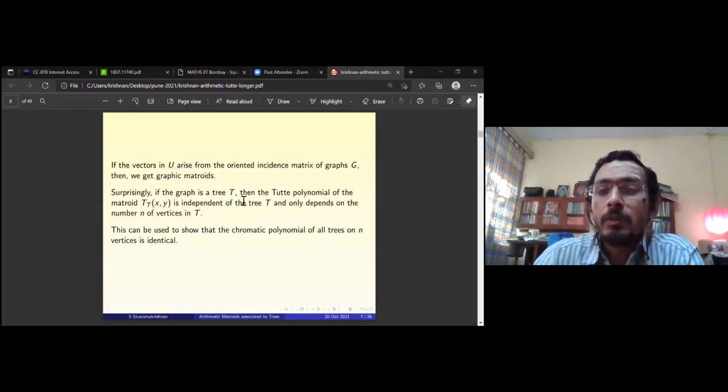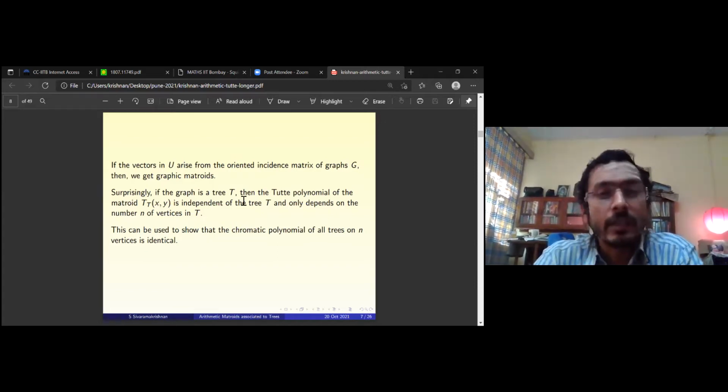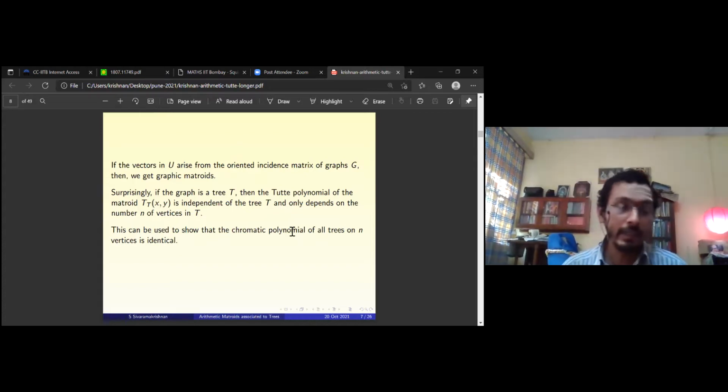And for example, you can use that to show that the chromatic polynomial of all trees on n vertices is identical. So here is another polynomial which, when you restrict to trees on n vertices, you get the same answer for all trees. That is, it doesn't distinguish between any trees.